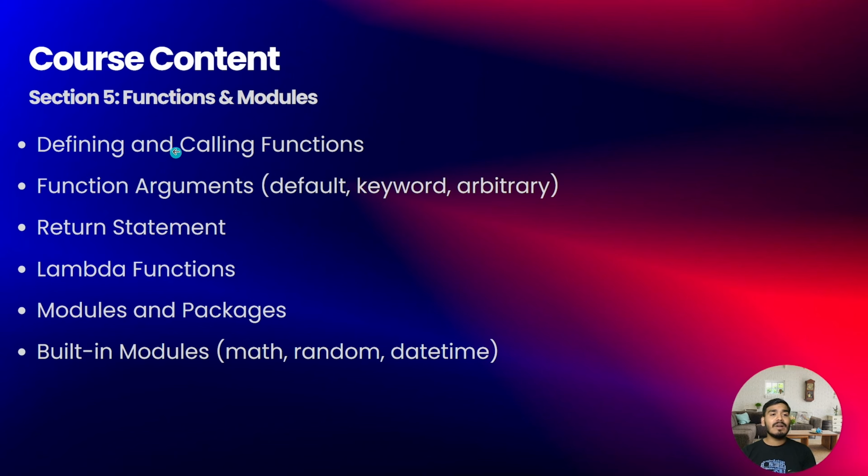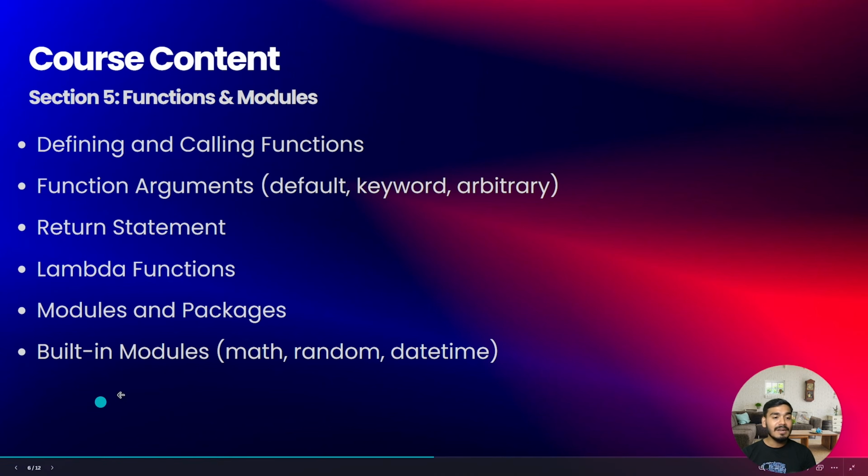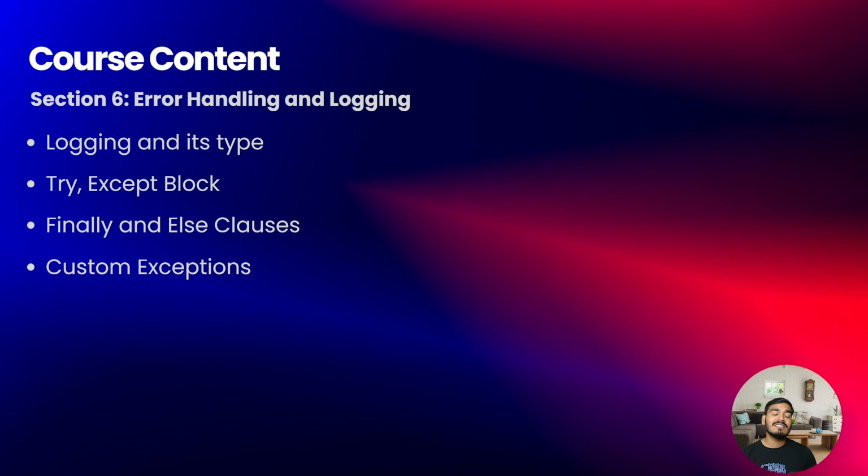In the next section, we'll understand functions, user-defined functions, how to define the function, how to call the function, what is a lambda function, modules and packages, and built-in modules like math, random, and datetime. In section 6, we will understand error handling and logging and its types: try, except block, finally, and else clause, and custom exceptions.